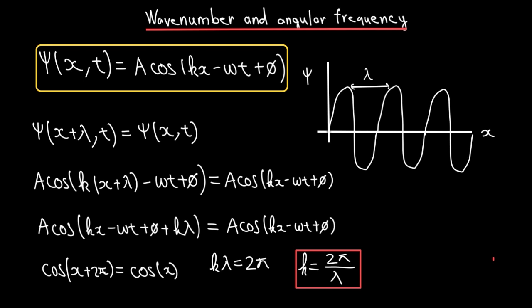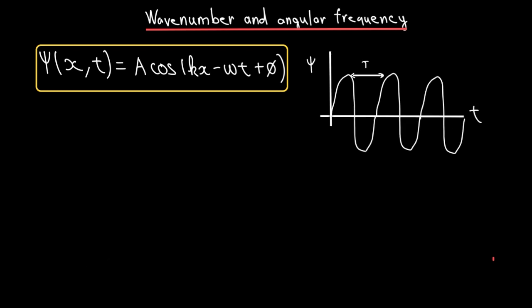For example, imagine we have traveled a distance x is equal to lambda. Well, we would have k times lambda, which means that the input here is 2 pi, and therefore the function resets. And this is clearly what we wanted initially. We wanted our function to reset after a distance lambda. And that is why k is the number of radians per unit length.